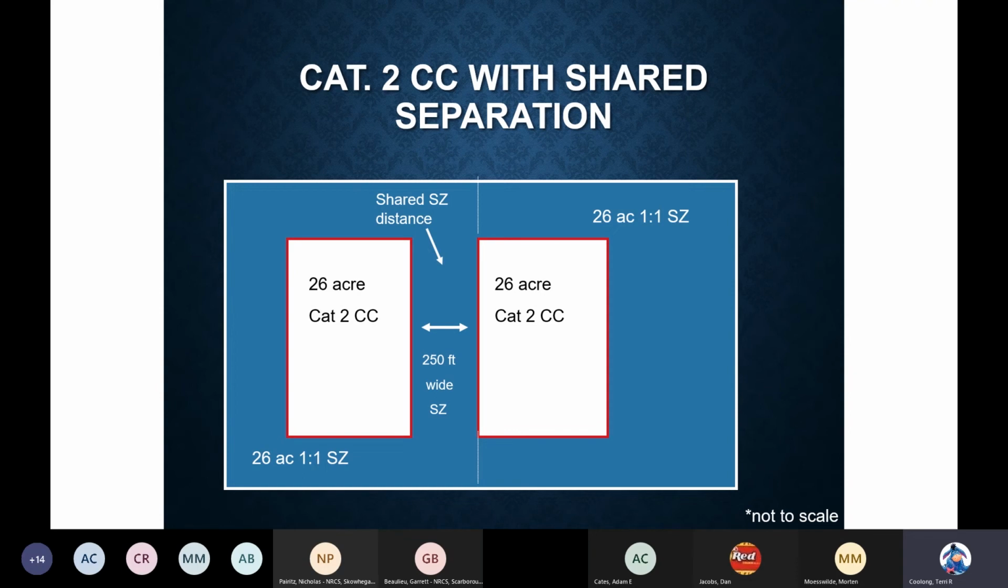So we can share that separation distance, but you can see here we had to bulge out the area around the outside of this one in order to get that full 26 acres. So this would be 250, 250, top and bottom here, 250 all the way around this one minimum. Between the two clear cuts, 250, and then we don't have to have larger than 250. We just have to make sure that we have enough 1-to-1 area.